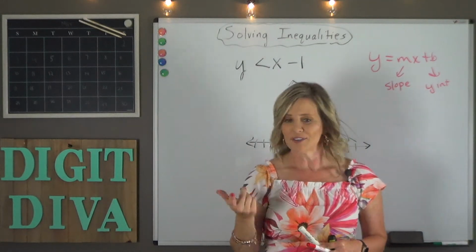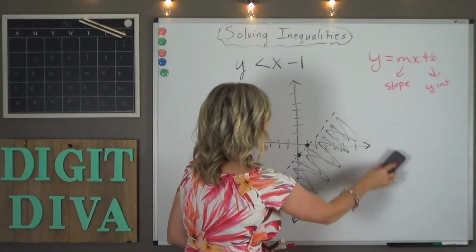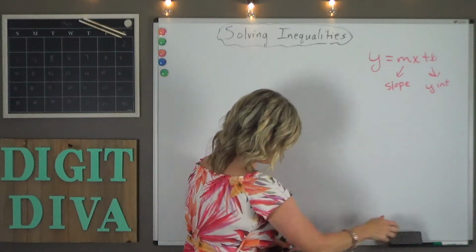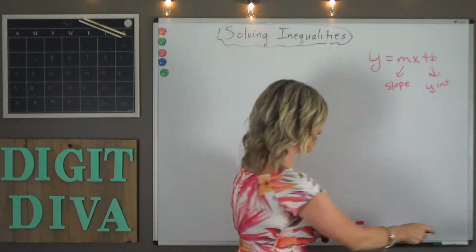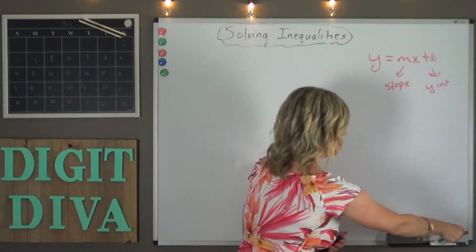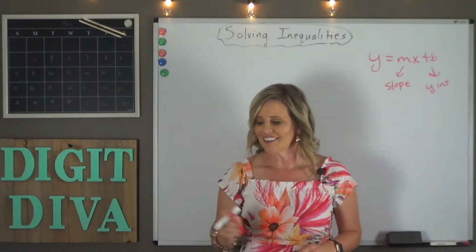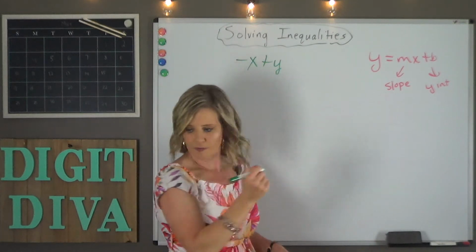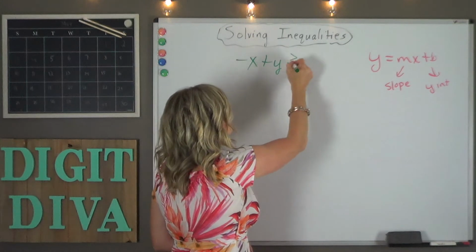All right, so hopefully you're catching on, and this is not too bad for you. And actually, I'm going to have to draw a new graph every time we do one of these, okay? They get pretty sloppy. Let's look at our next example. -x plus y is greater than or equal to 8.